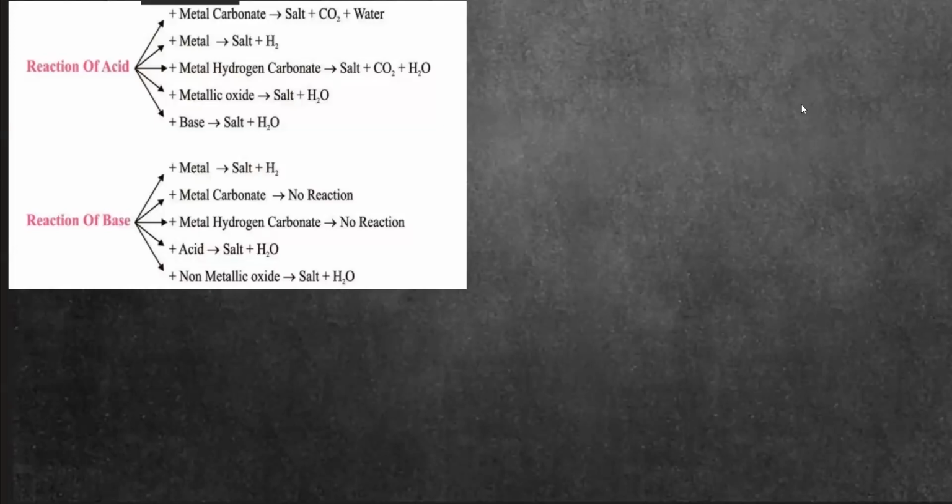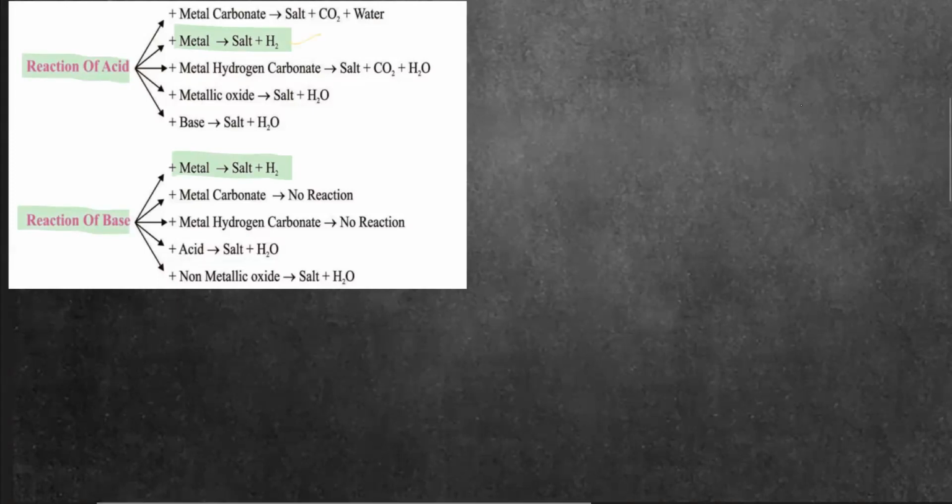In this video, we will do chemical properties of acids and bases in one shot, the whole of class 10th. The first one we can start with is the reaction of an acid with a metal, and the reaction of a base with metal. As you can see here, acid reacts with metal to give salt and hydrogen gas, and base also reacts with metal to give salt and hydrogen gas.